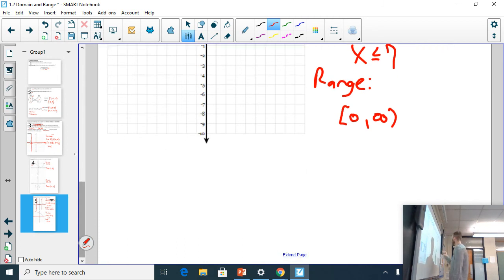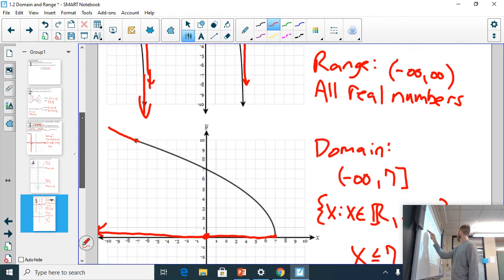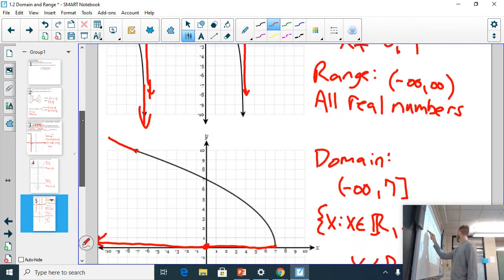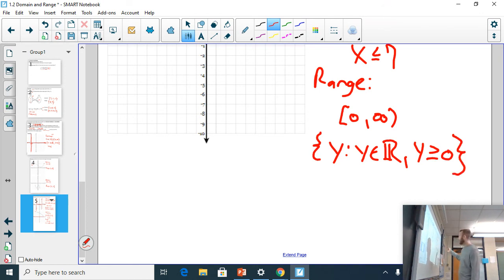And again, the way to write that in set builder notation is, this time it'll be y, right? y such that y is in the reals, and then our restriction is going to be y has to be greater than or equal to 0. Same thing, we would replace x with y, or you could just write y is greater than or equal to 0. That's the simplest one.